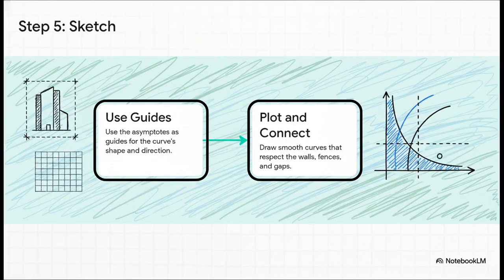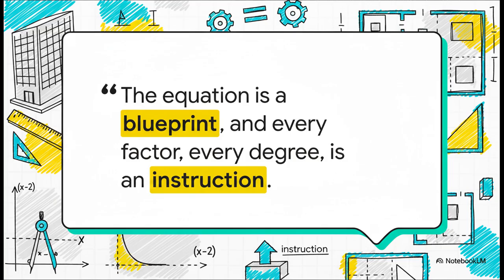And just like that, look at that. The entire framework for our graph is in place. We've got our walls, our fences, even our little gap. The only thing left to do is sketch in the actual curve. We know it has to hug those asymptotes as guides and pass right through where that hole is. Let's draw it in. So what's the big idea here?